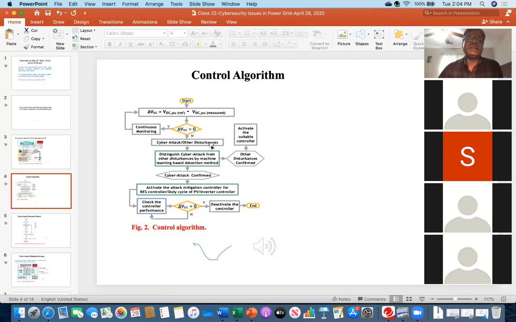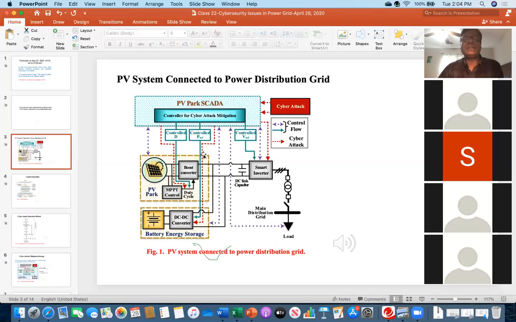Here is one important thing. As I said, due to a cyber attack there will be a change in the DC voltage or the DC signal, but it might happen that there has not been any cyber attack. There has been some sort of load change, for example, or due to other reasons, an open circuit or a short circuit somewhere in the connected network, and still the DC voltage will change.